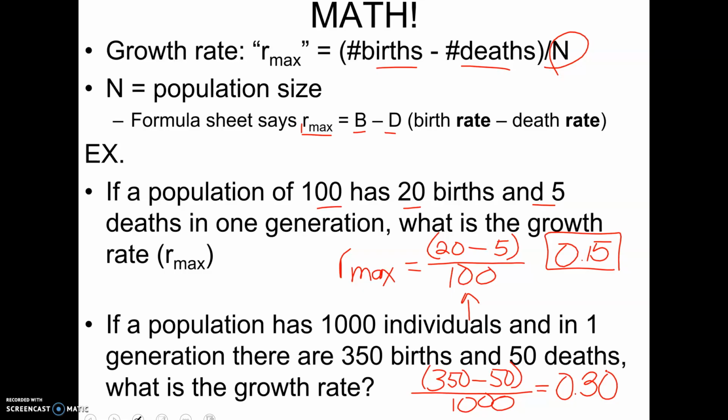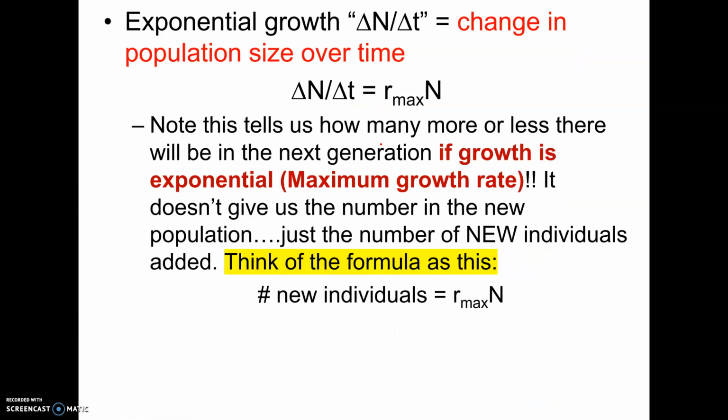And again, you would be given a formula sheet, but I believe this formula, the way it's written, can be a little confusing. So make sure it's not just births minus deaths, it's births minus deaths over the size of the population.